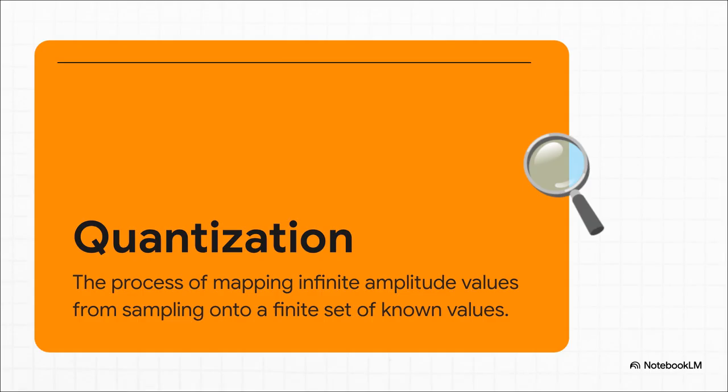All right, on to step 2, quantization. See, our samples have a bit of a problem. Their heights could be literally any value, right? There's an infinite number of possibilities between, say, 1 volt and 2 volts, and computers hate infinity. So quantization cleans this up. It takes the value of each sample and just rounds it to the nearest predefined level. It's like taking a million shades of blue and sorting them into just 8 basic crayon colors.